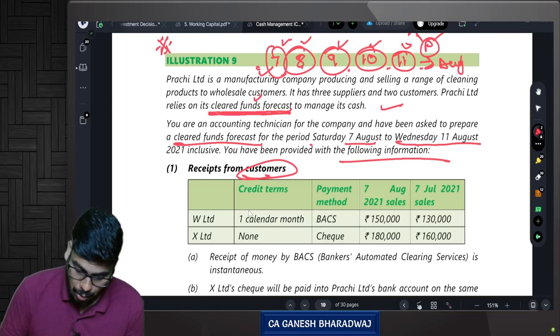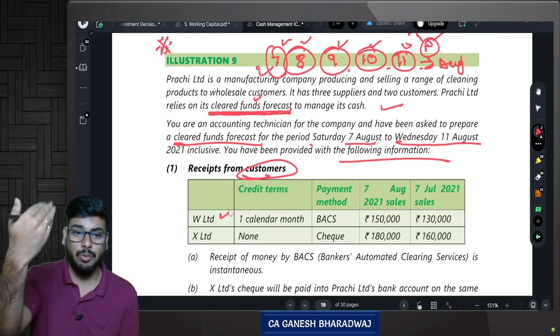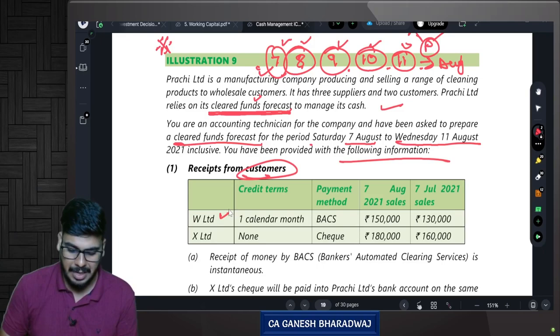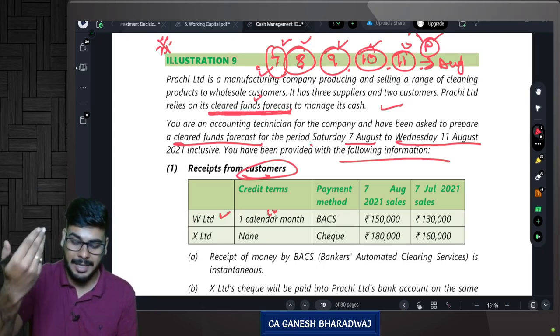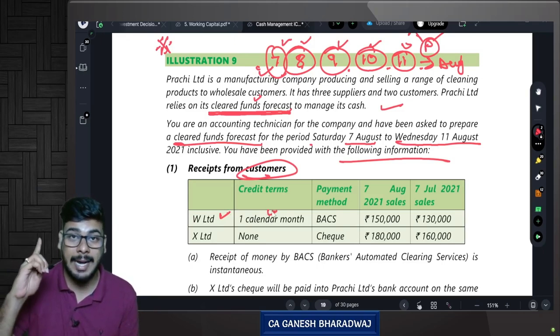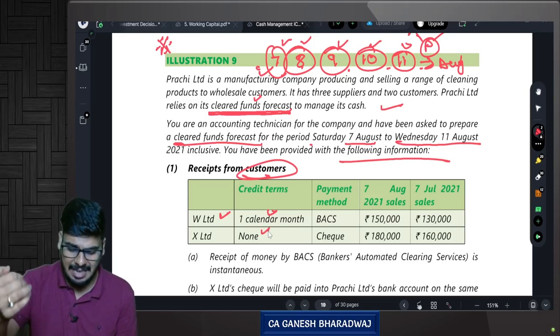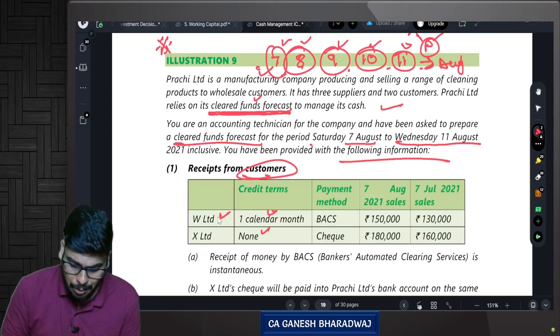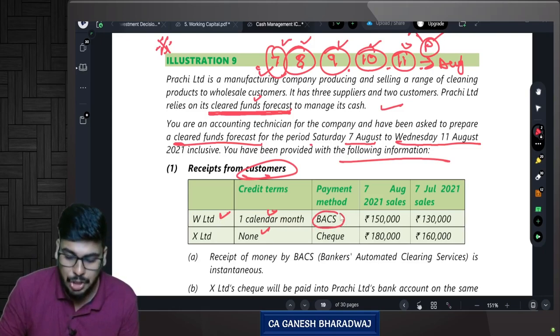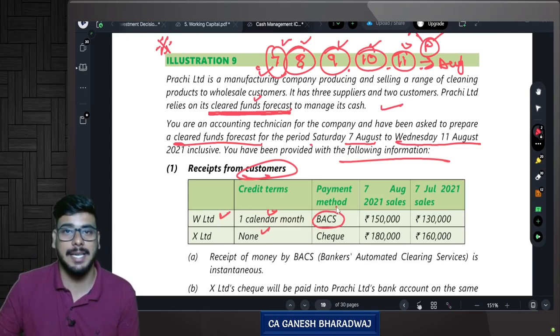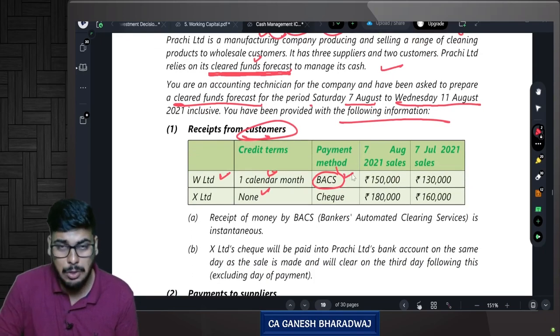Look, now W Limited is whom? My customer, Prachi Limited's customer. The credit period that I'm giving for W Limited is 1 calendar month, correct? And for X Limited, there is no credit period, which means they need to pay immediately. W Limited generally makes the payment through a mode called BACS. It is like NEFT, IMPS, like that. BACS is one payment method.